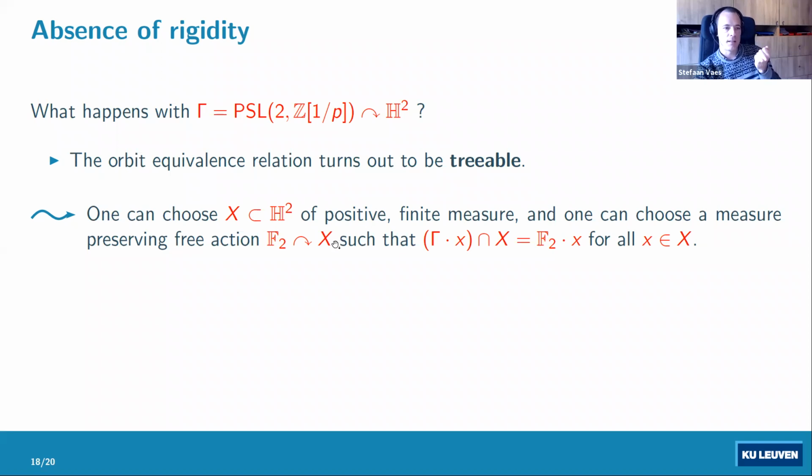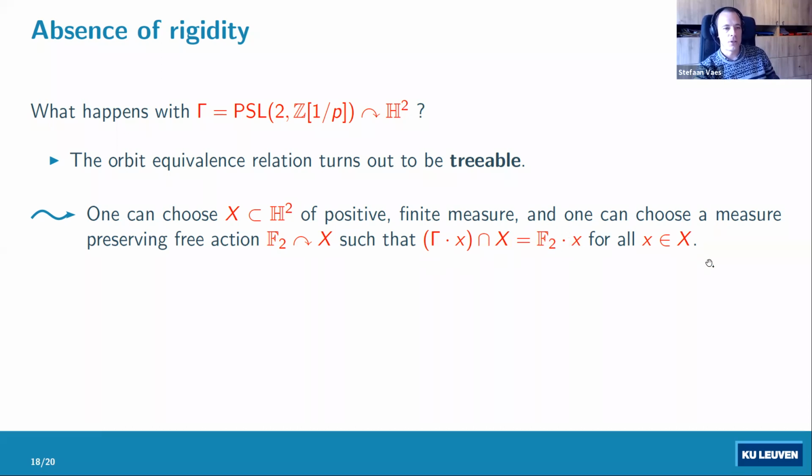And on that set, I can choose a measure-preserving action of the free group, F2, in such a way that the orbit relation restricted to that part, so I look at the orbits under gamma, but only within X, is actually the orbit relation of F2. That's a consequence of treeability.